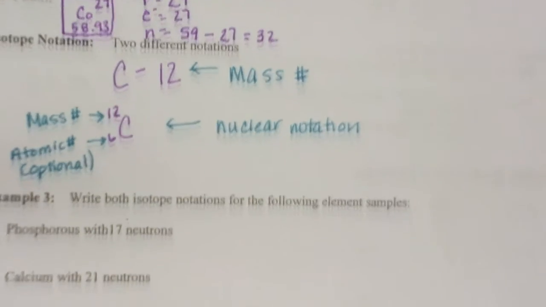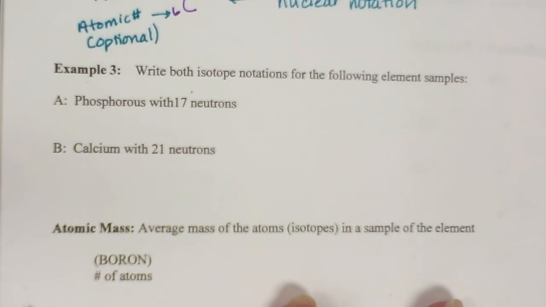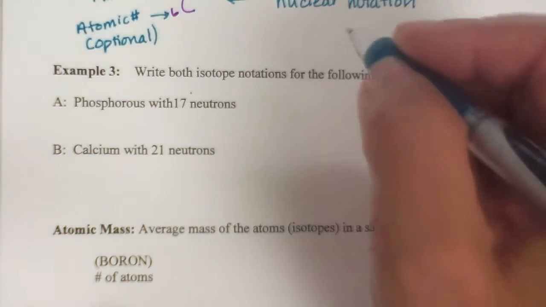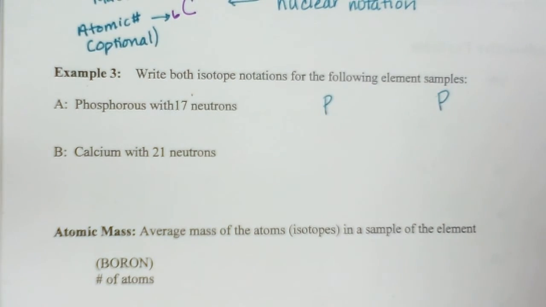So let's do example 3, and then we'll be done. We want to write both the isotope notations for the following elements. So first, we're going to do phosphorus. What is the symbol, the element symbol for phosphorus? P, not pH, as many of you put on your element quizzes.